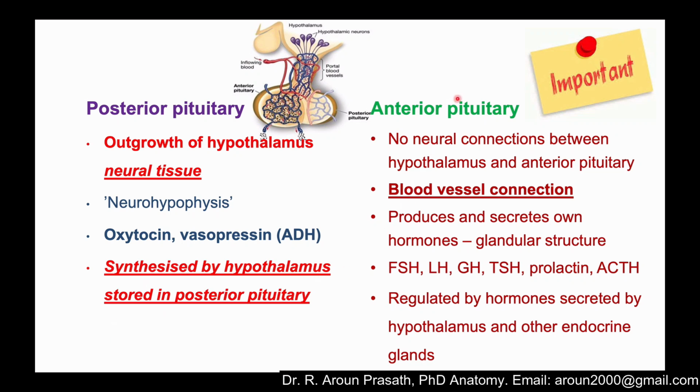Whereas in the anterior pituitary you have the blood vessel connection, which secretes FSH, LH, growth hormone, thyroid stimulating hormone, prolactin and ACTH.